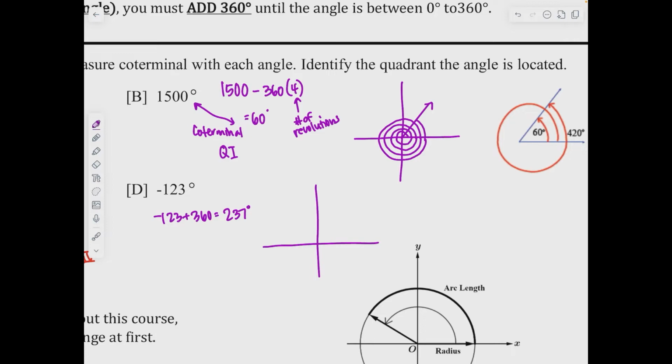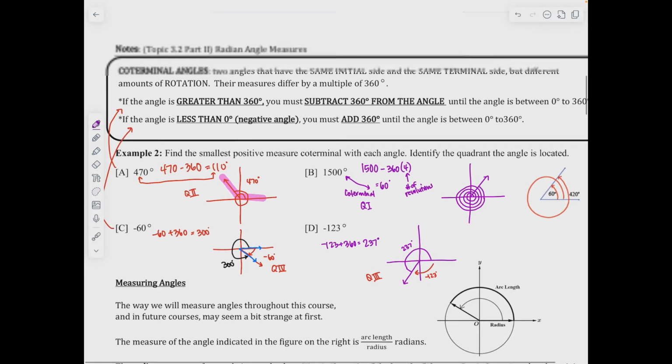So if I just open positively, so 90, 180, 270 would be at the y-axis. So negative 123 degrees is coterminal with 237 degrees. So it looks like that, and that leaves me in quadrant number 3. Okay, so that would be the idea of positive, negative angles and coterminal.